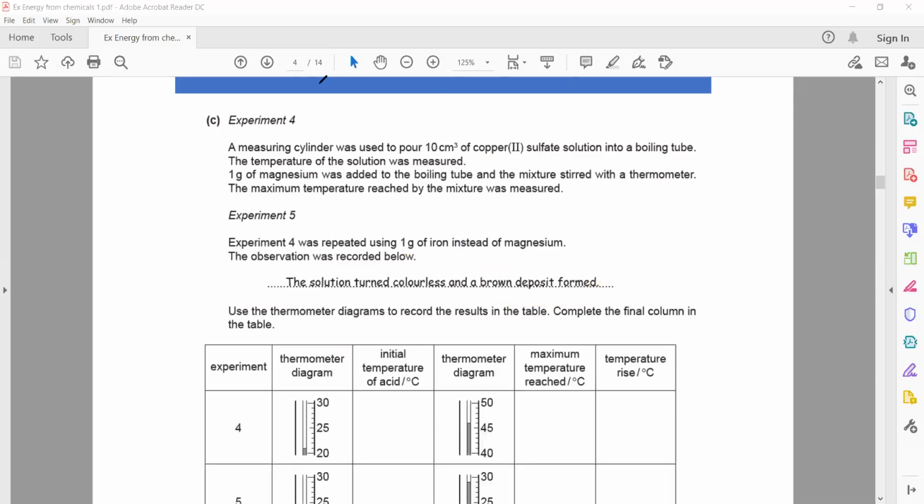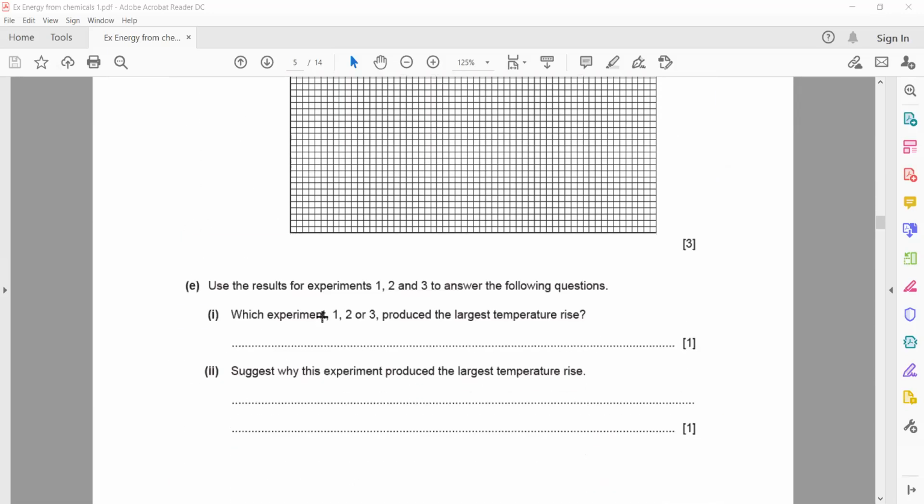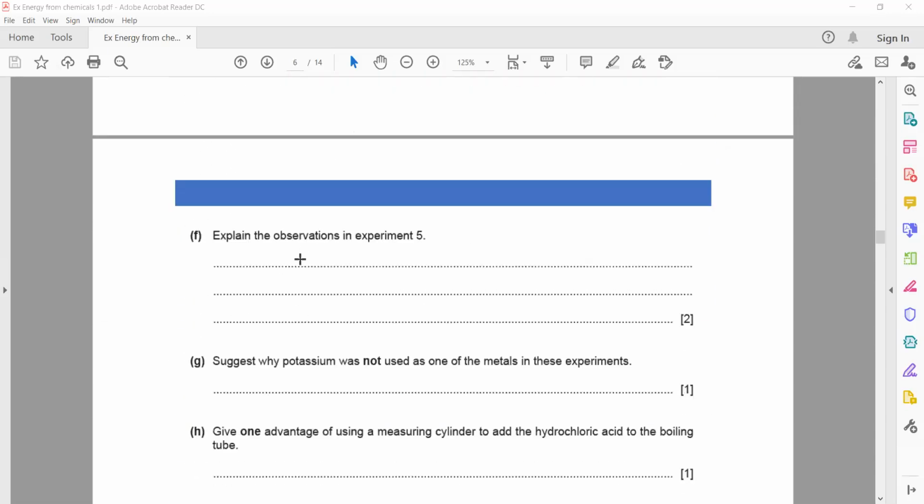So the answer for this part, because you have to explain the observation in experiment 5: basically what we observe in experiment 5 is that iron is more reactive, so it will displace the copper, and the result is the formation of copper metal. So it will displace copper from the solution.